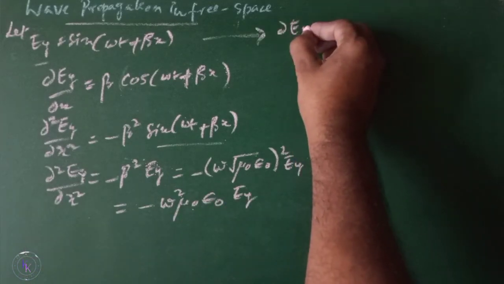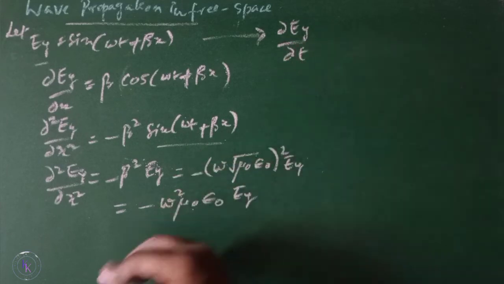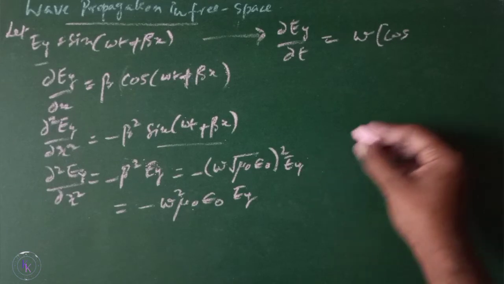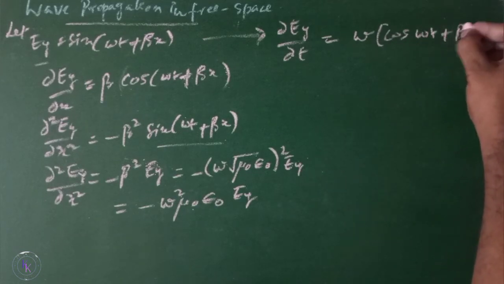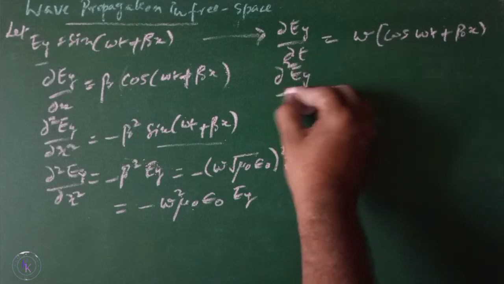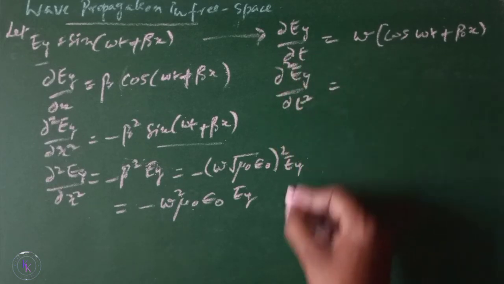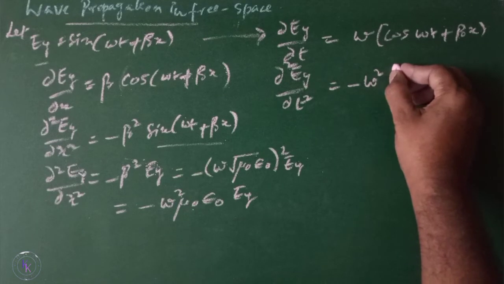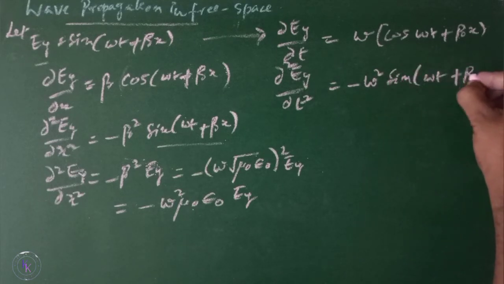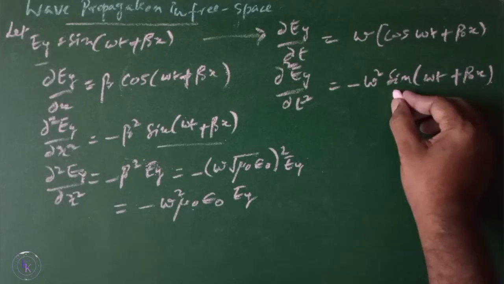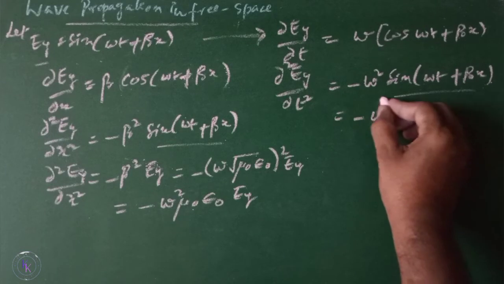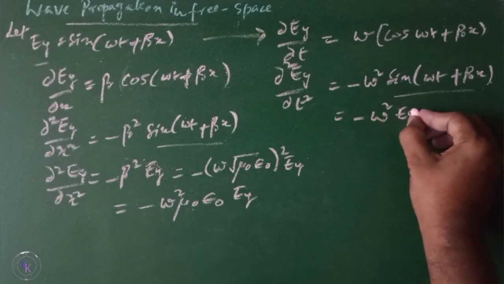Differentiate Ey with respect to t. Then you get omega cos of omega t plus beta x. Then again differentiating this with respect to t, we get minus omega square sin of omega t plus beta x. Sin of omega t plus beta x is nothing but Ey. So minus omega square Ey.